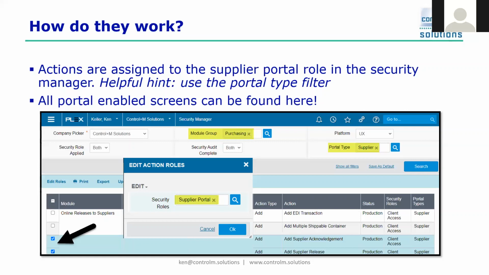In this case, the ability to add a supplier acknowledgement or the ability to add a supplier release, and then assign the proper security role. In this case, the supplier portal security role that we just added. So that would then secure, but you could just run this wide open on a portal type called supplier portal type, and then assign all of those actions to that role. And then once you add your users that are suppliers, they would all have access to only the supplier portal screens.